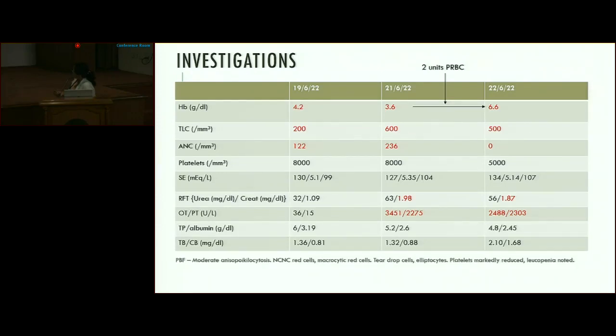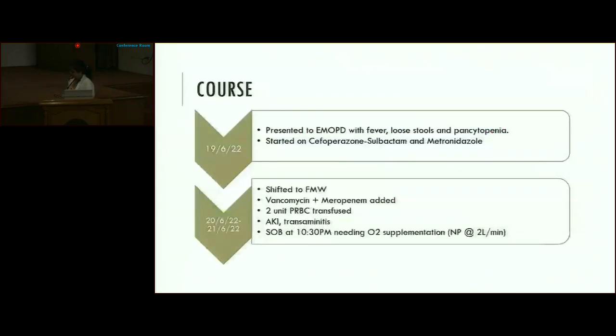ANC at presentation was 122, which reached up to 0 on the day of her demise. She developed AKI on the 3rd day of her admission, and AST/ALT ran into thousands with AST more than ALT on the 3rd day. She also had hypoalbuminemia. She had hyperkalemia and direct hyperbilirubinemia towards the end of her stay here. We do not have any reports for the sepsis workup, neither do we have any imaging reports available for her. So with these limited findings, we come to the course and management of the patient.